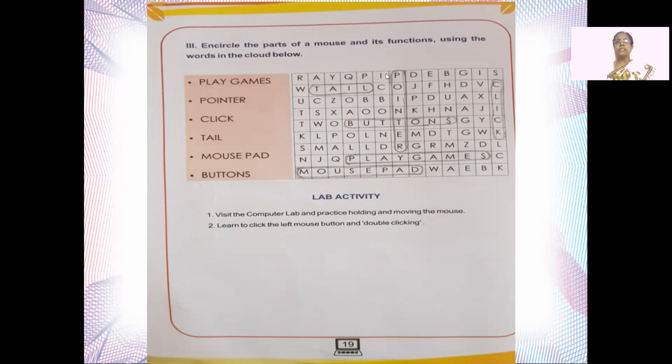You just have to circle it like that, okay? Click, where's that word click? Yeah, in the corner, C-L-I-C-K, click. Tail, T-A-I-L, tail. Mouse pad, M-O-U-S-E-P-A-D, mouse pad. Button, see, in the middle it came, B-U-T-T-O-N-S, buttons, okay?